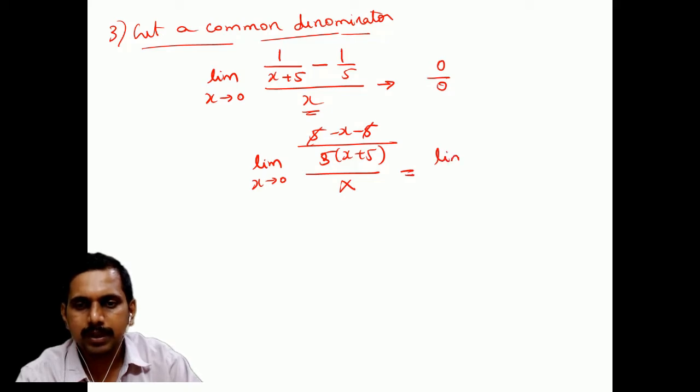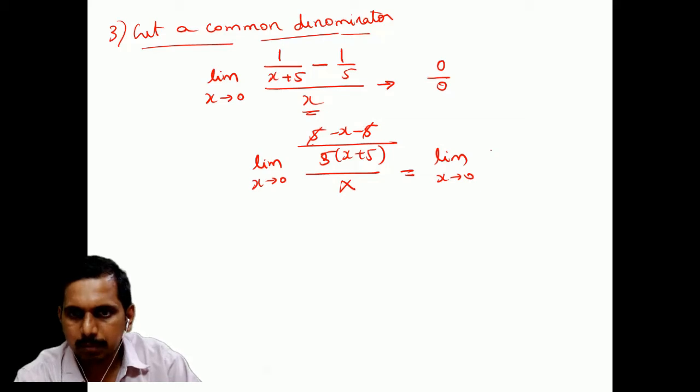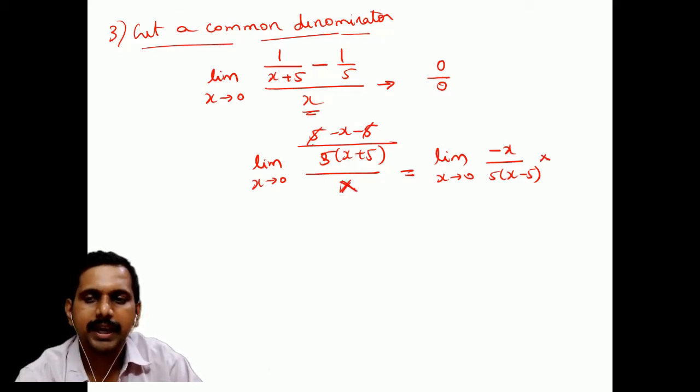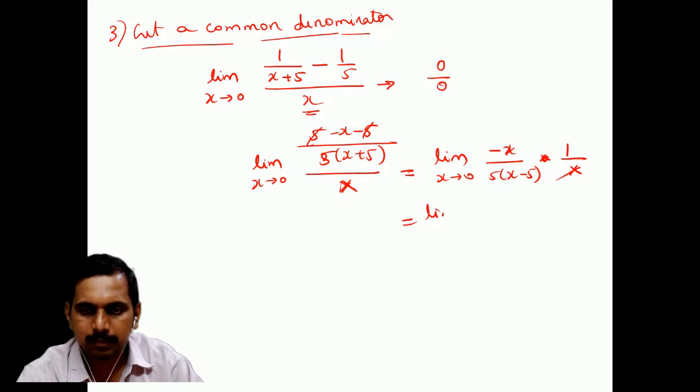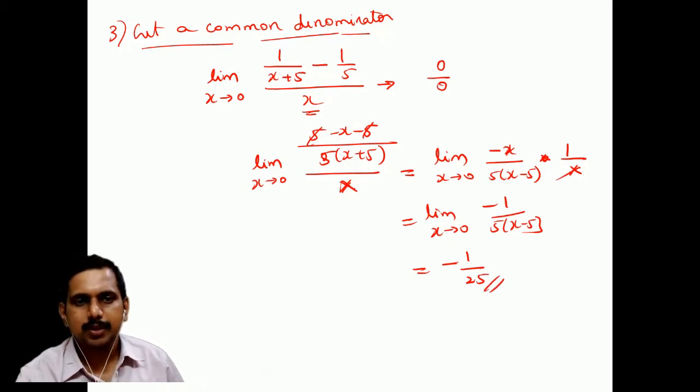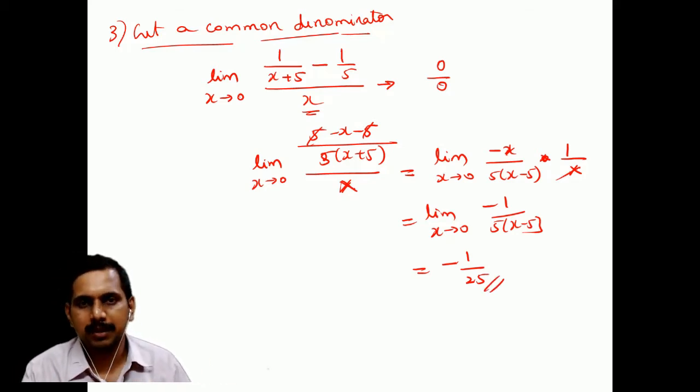So this will become limit x tending to 0 of minus x divided by 5 into x plus 5, into 1 by x. This x cancels, and what remains is limit x tending to 0 of minus 1 divided by 5 into x plus 5, and the answer for this would be minus 1 by 25. Is it clear, students? So this way also we can get a common denominator and simplify it.